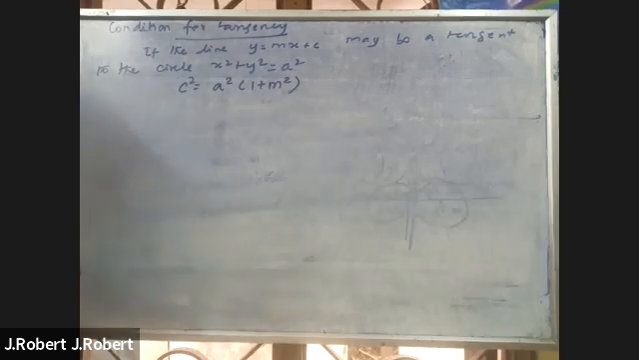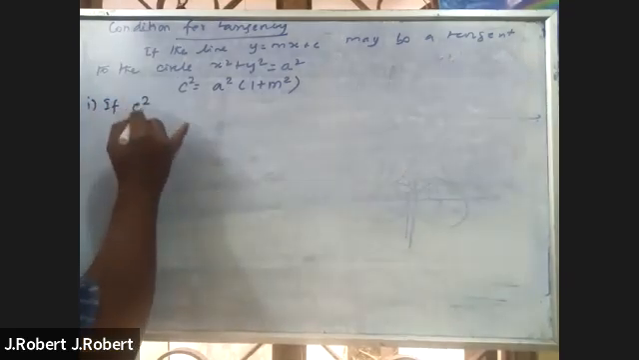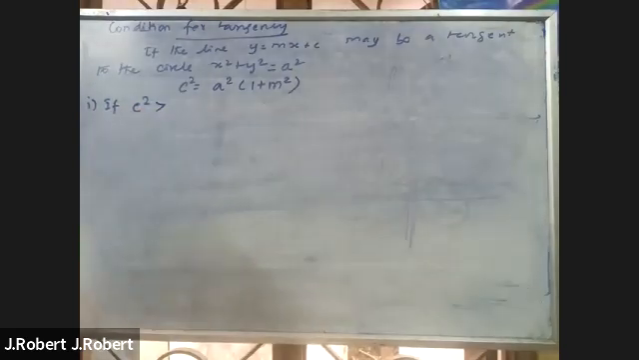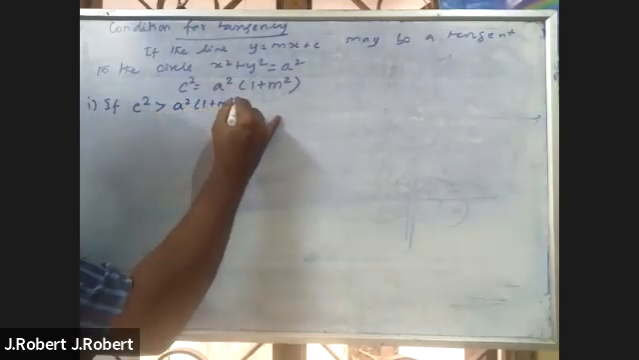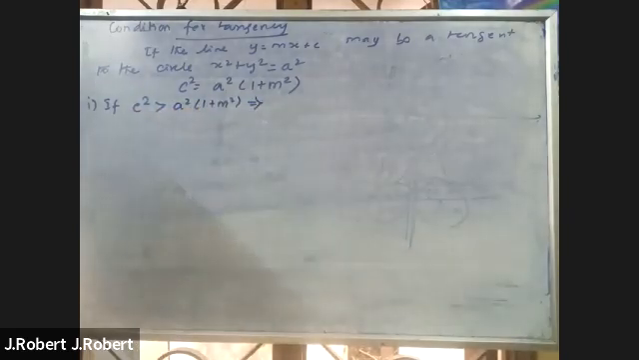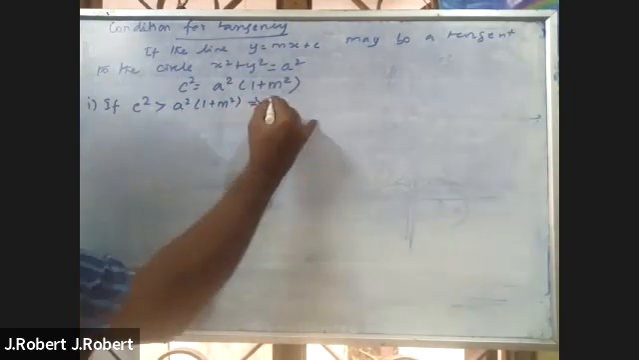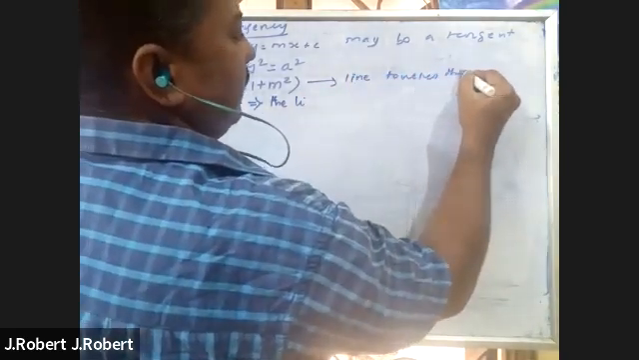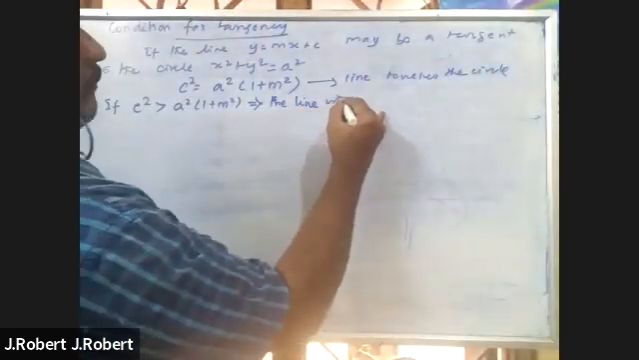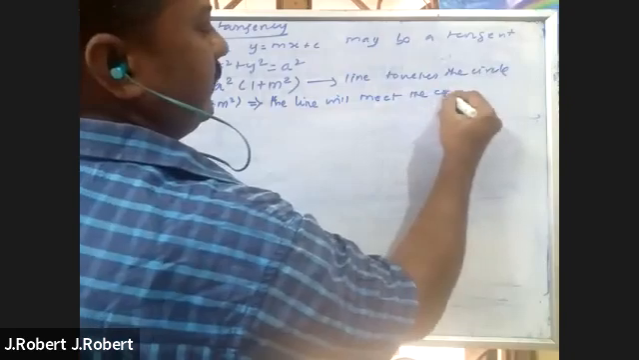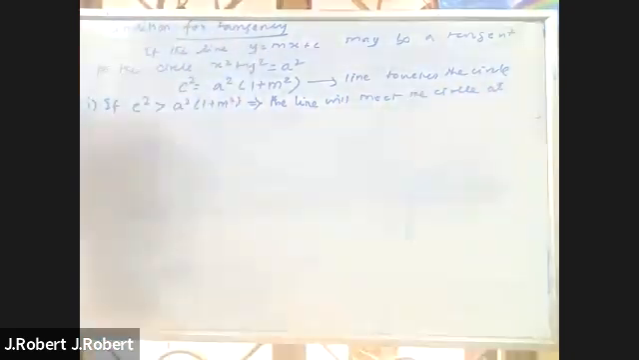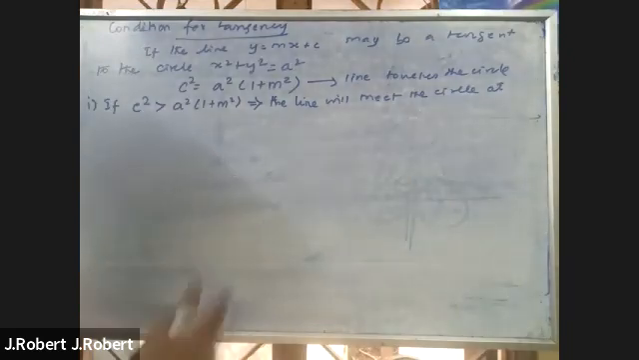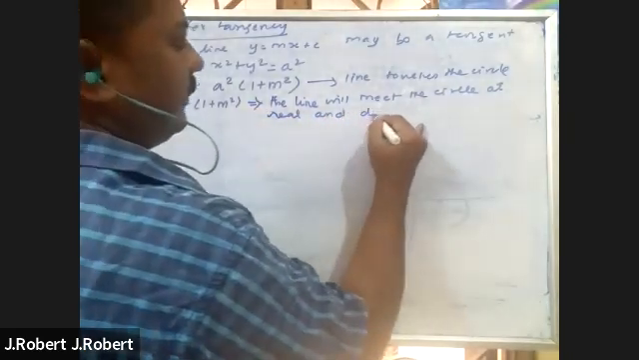Next, look. The touching case has been said. First case, if c square is greater than a square into 1 plus m square, this implies the line will meet the circle at real and different points.